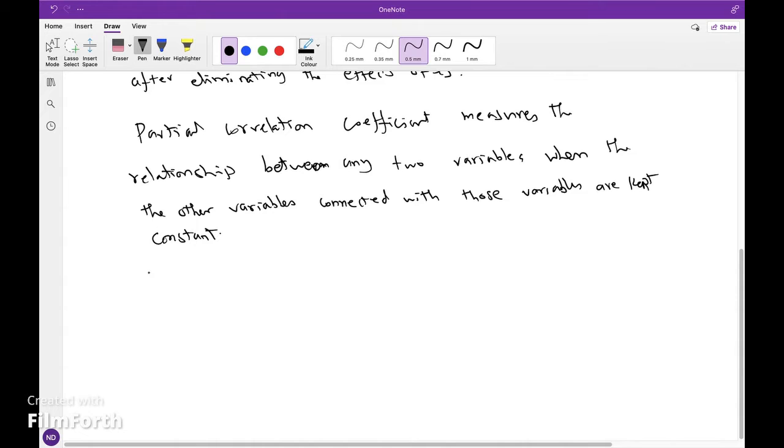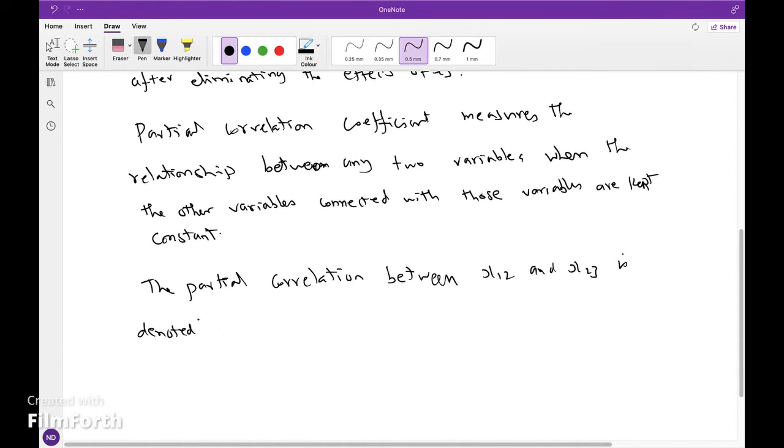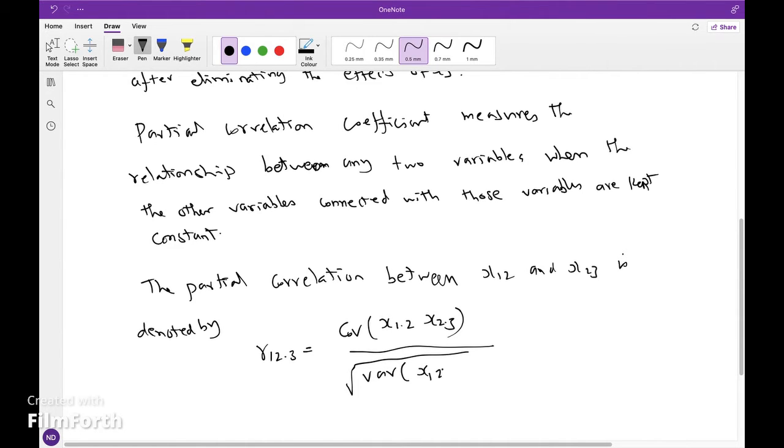The partial correlation between x1.3 and x2.3 is denoted by small r12.3, equal to covariance of x1.3 and x2.3 divided by the square root of variance of x1.3 times the square root of variance of x2.3.